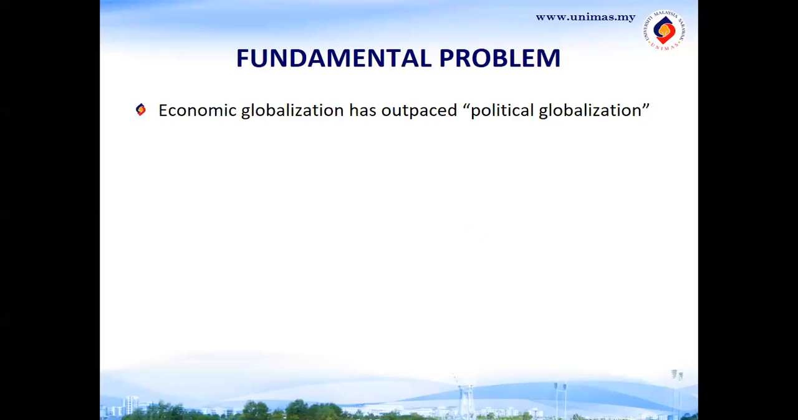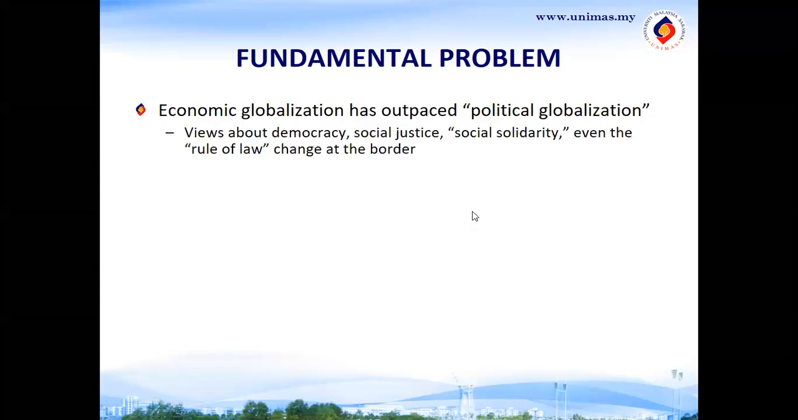Okay, so the fundamental problem of this is just something else that I came up with. Yeah. In other words, economic globalization has actually outpaced political globalization. It is happening faster than the changes in terms of the politics and all that.